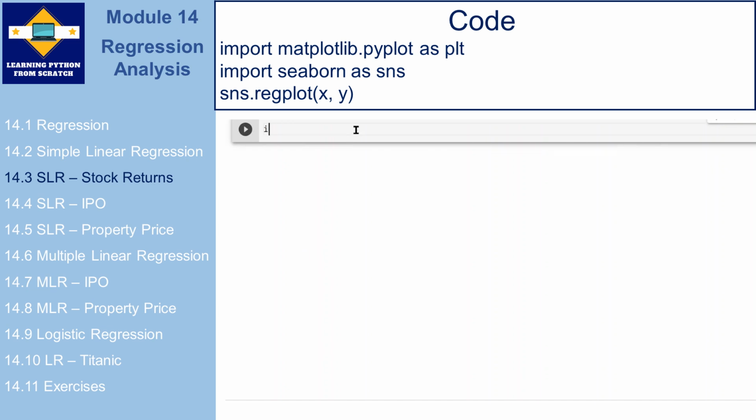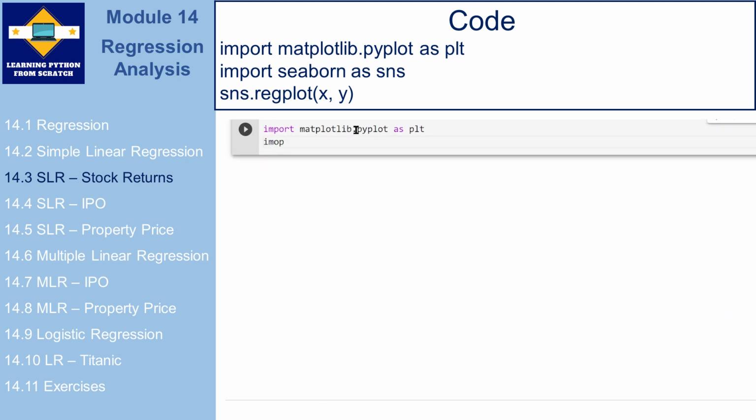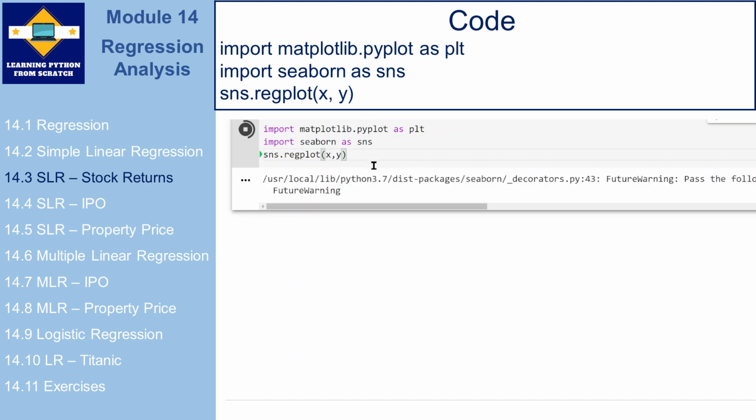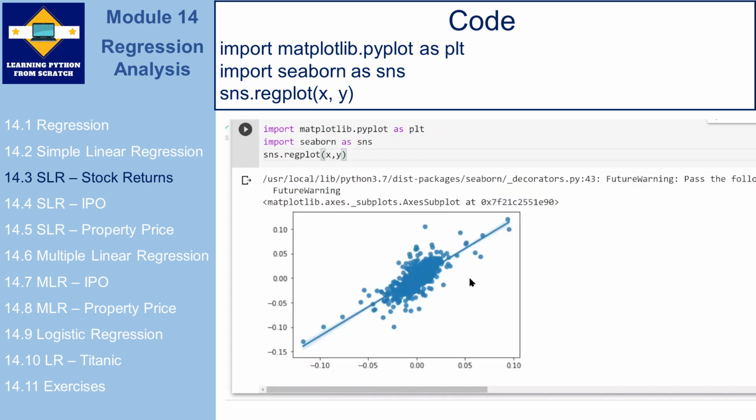Here, we are going to show the linear relationship between Apple and VOO in a graph. First, we import matplotlib as plt. Then, we import seaborn as sns. Next, we are going to use the regplot method. This method generates a scatter plot between the two variables and shows their linear relationship from a linear regression model. Here, you should be able to see the scatter plot and also the regression line.